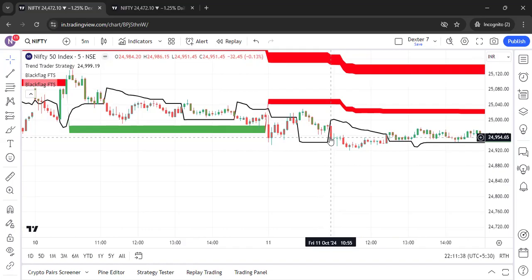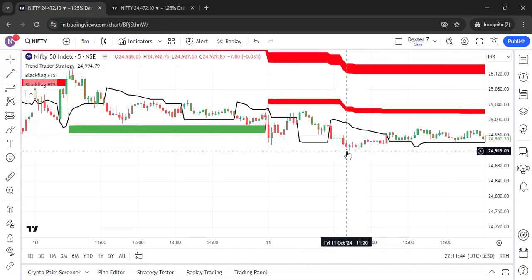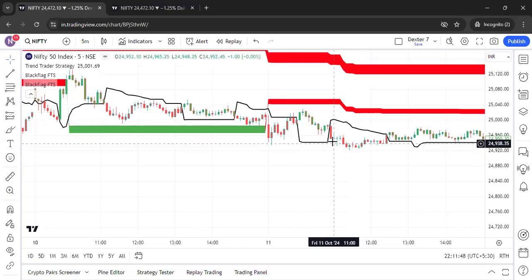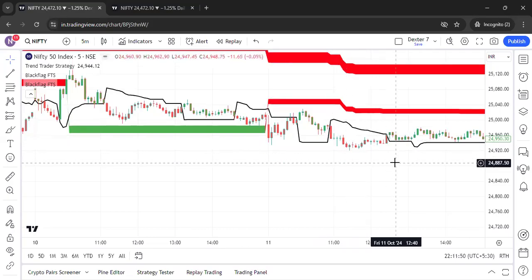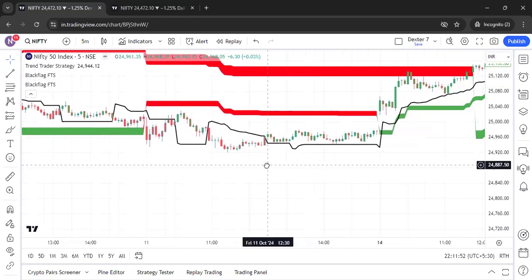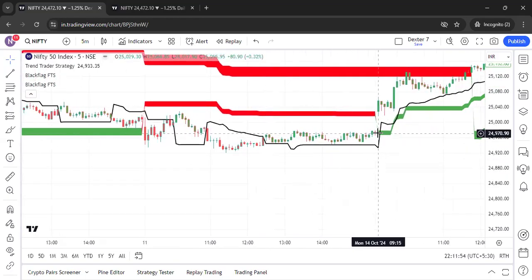So if you see, 24928 got touched over here, which is also your 23, 25 points for the day. So you're done for the day. You can see many such examples, right? Again, this is 9:15. You won't take a trade, but you got a fantastic move.